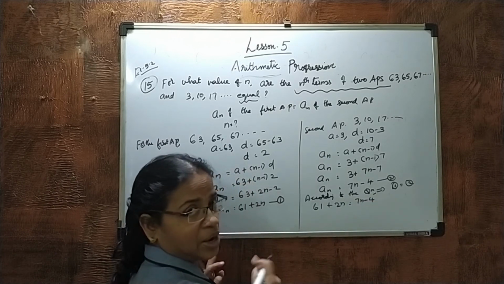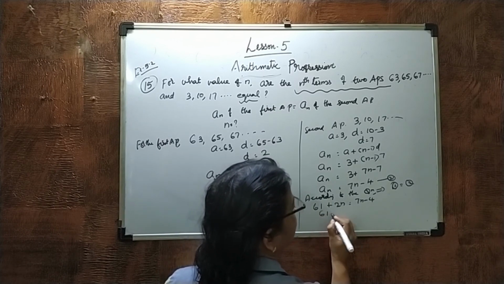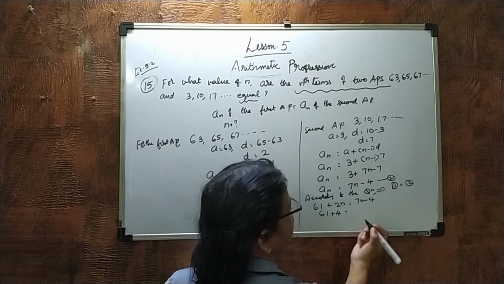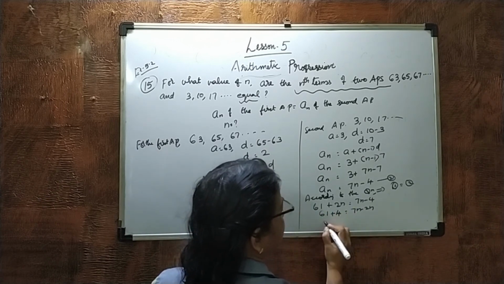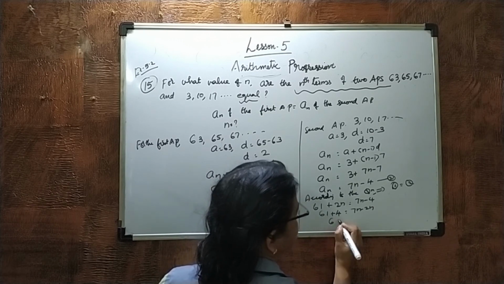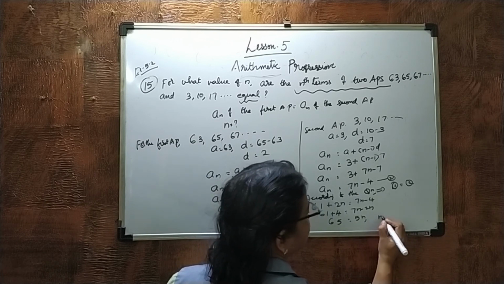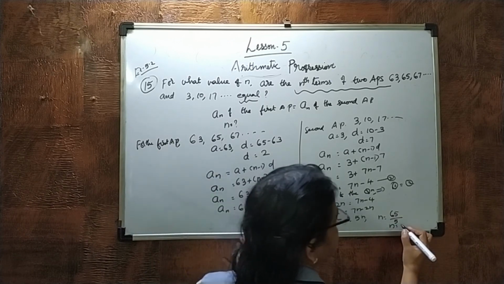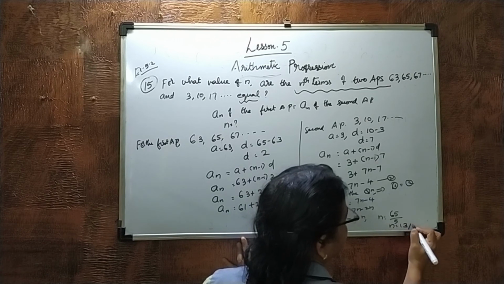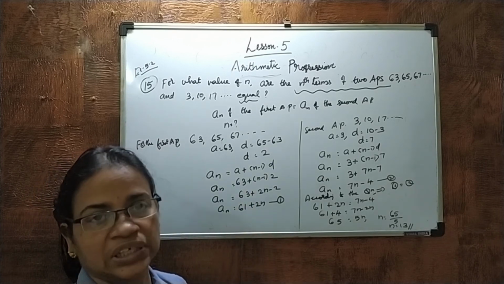Now take the numbers to one side and the variables to the other side. 61 plus 4 equals 7n minus 2n. 61 plus 4 is 65 equals 5n. Right? So n is equal to 65 by 5. What will you get for n? It is 13 you will get. So n is equal to 13 is the value.